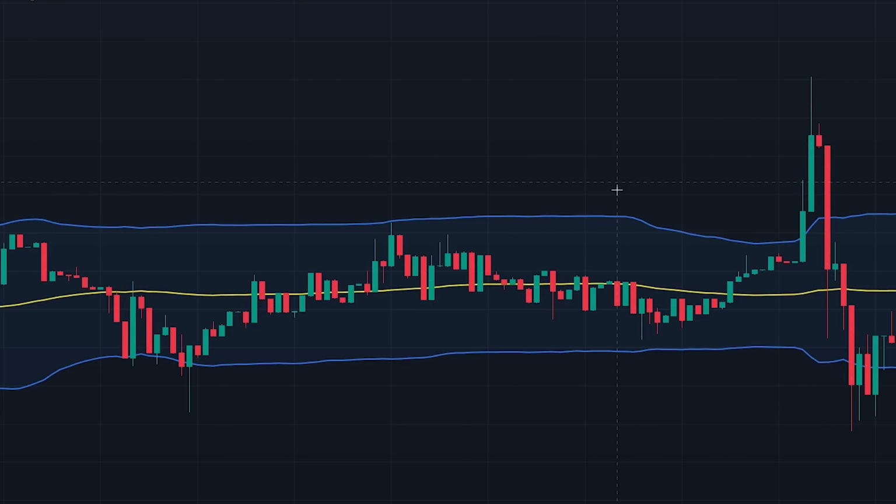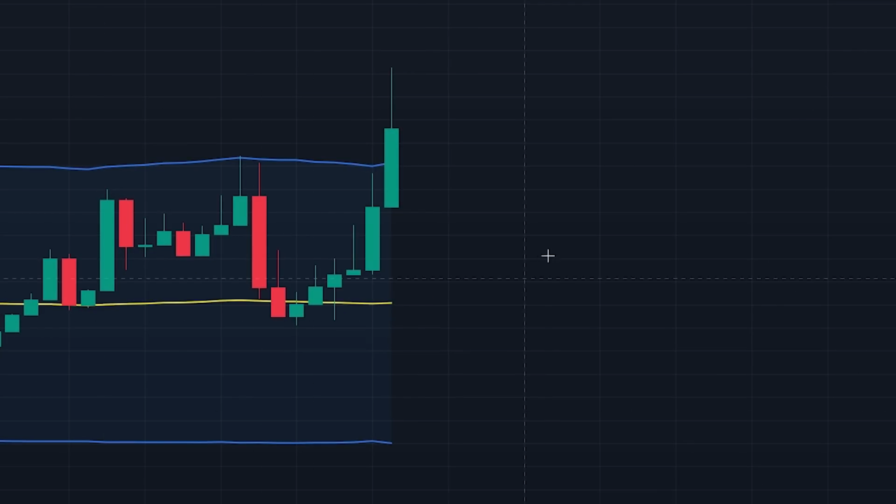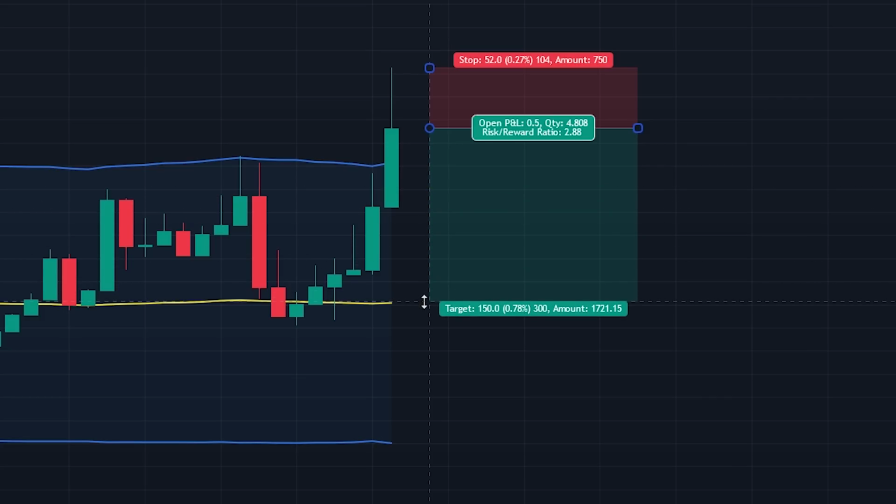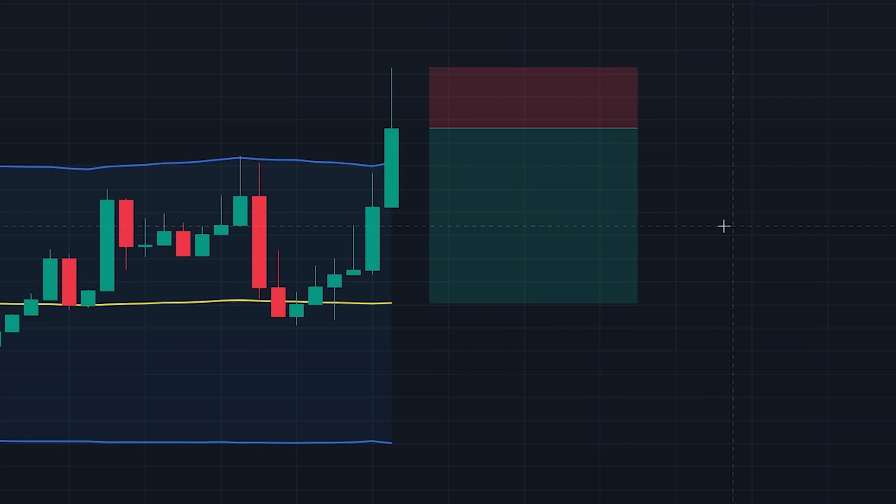Let's look at an example of this. As you can see here, the price has closed above the upper Bollinger Band. Because of this, we will enter into a short position. We will place the stop loss at the recent swing high, and for the take profit, we will target the line in the middle, which is the moving average. Now let's see how the trade plays out.